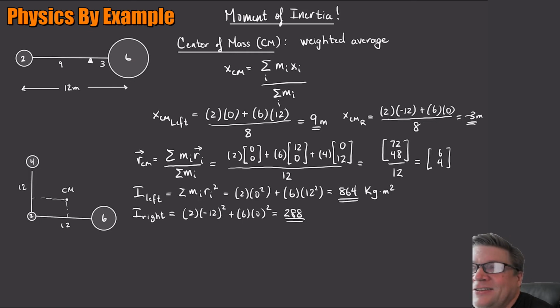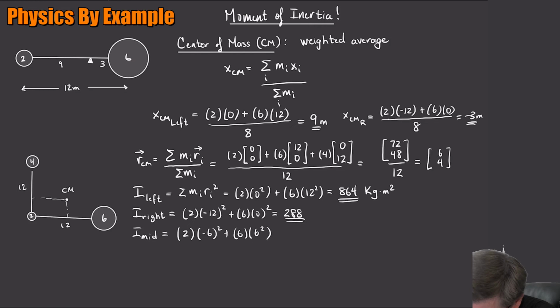Just for kicks, why don't we do the moment of inertia around the middle part? What if I pin the middle of this thing so that both masses are spinning about the middle? So the middle, what is that going to be? That's going to be 2 times minus 6 squared plus 6 times 6 squared. What's that going to be? That's going to be 72 plus 216. Oh, look. I get the same number.